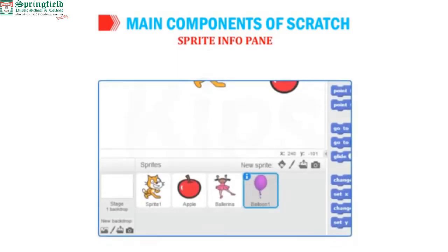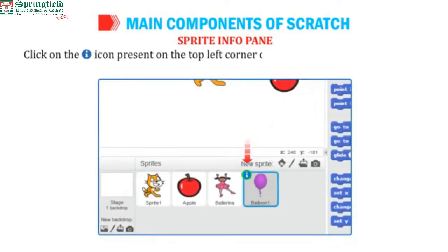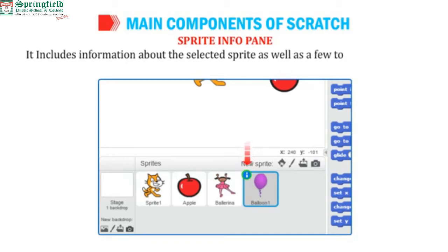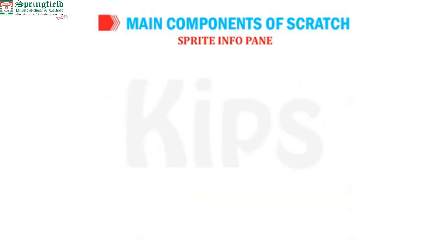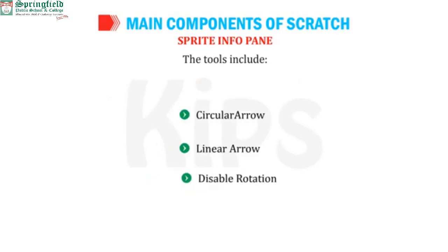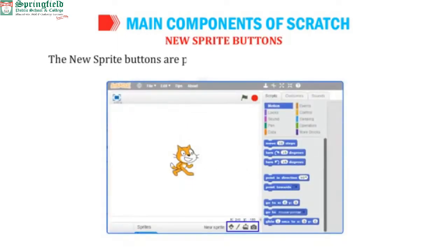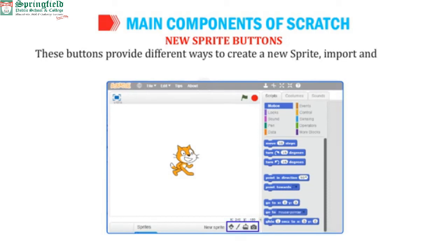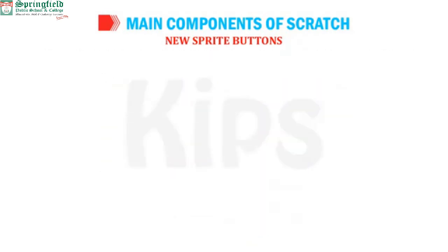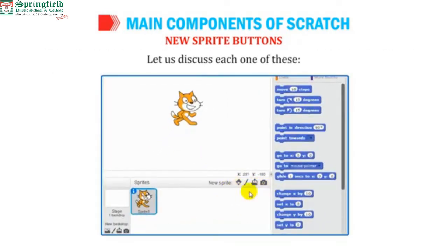Sprite Info pane. Click on the icon present on the top left corner of a sprite thumbnail to display the Sprite Info pane. It includes information about the selected sprite as well as a few tools manipulating the sprite. The tools include circular arrow, linear arrow, disable rotation. New sprite buttons. The new sprite buttons are placed at the bottom right corner of the stage. These buttons provide different ways to create a new sprite, import and use the available sprites. Let us discuss each one of these.